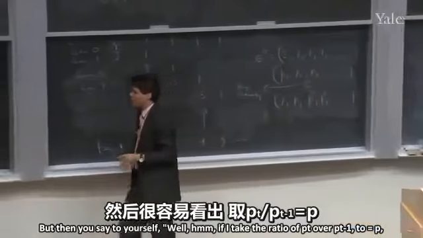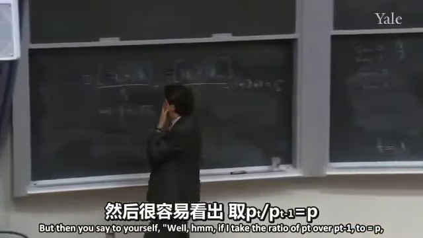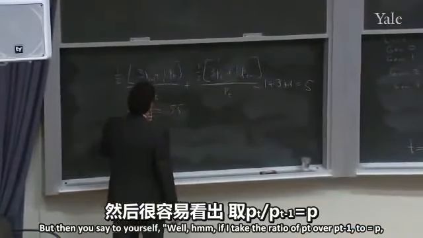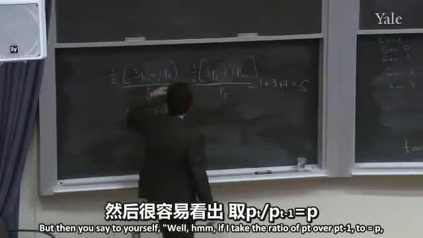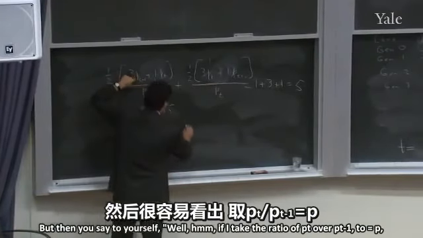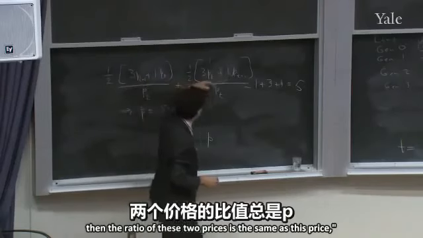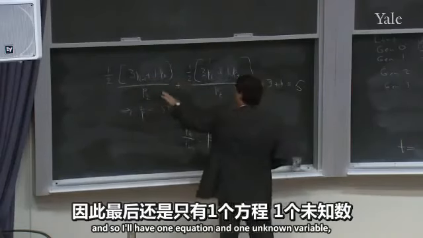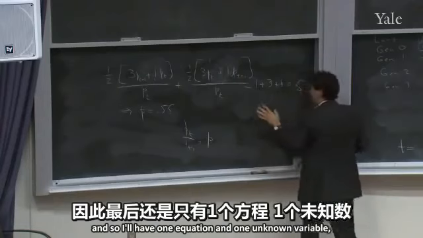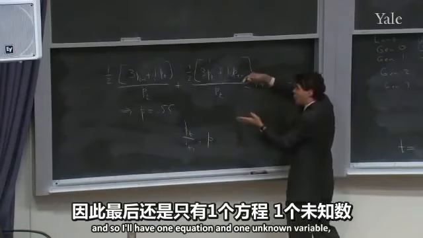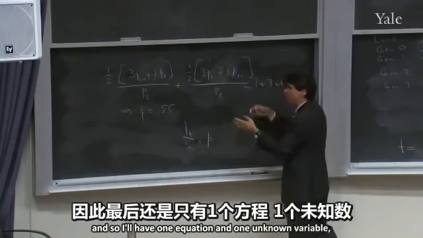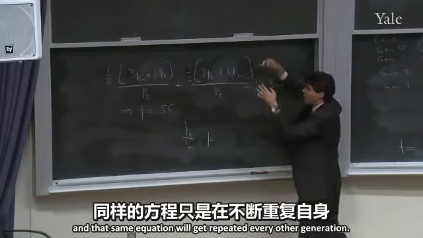But then you say to yourself, well, you know, if I take the ratio of pt over pt minus 1 to equal p, okay, then the ratio of these two prices is the same as this price. And so I'll have one equation in one unknown variable, and that same equation will get repeated every other generation.